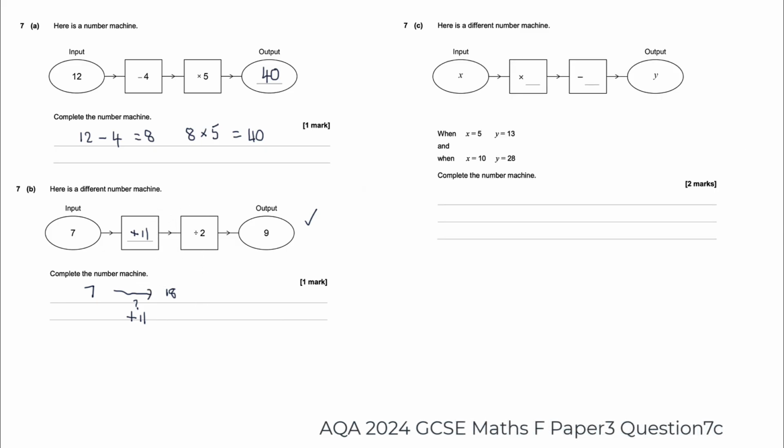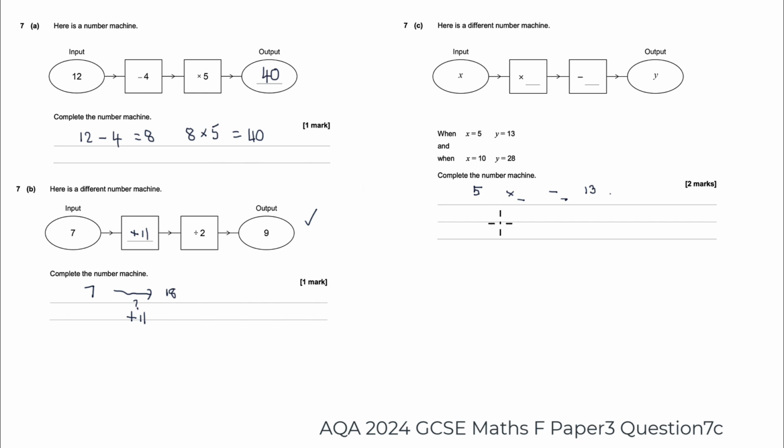So finally, let's move on to part C. And this is even more complicated. We don't know what the input is, we don't know what the output is, we don't know what the two operations are. All we know is we multiply by something and then we subtract by something. But look, down here they've told us when x is 5, y is 13. So let's follow that one through. If we start by 5, we multiply by something, we subtract something, and then out pops 13.